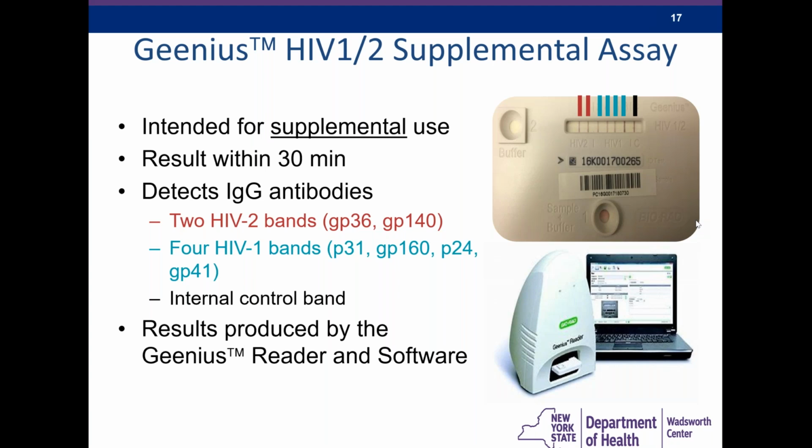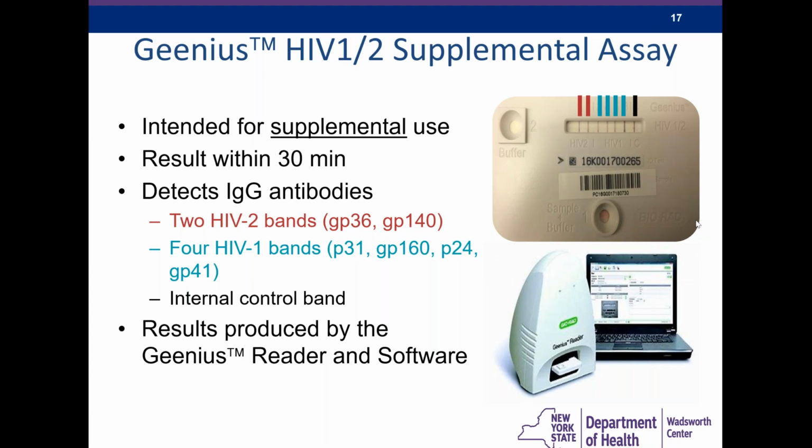It has a number of different bands. 2 of them will detect antibodies to HIV-2, so those are the GP36 and the GP140, and 4 of them will detect bands to HIV-1, so P31, GP160, P24, and GP41. And then there's an internal control band that verifies that the sample was absorbed appropriately on the test. It's very simple to perform and has results available within 30 minutes.